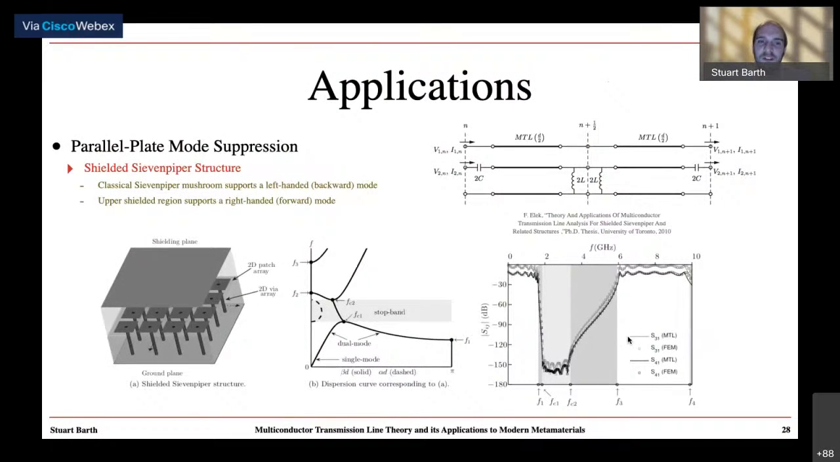So one of the first multi-conductor transmission line metamaterials developed was parallel plate mode suppression via the shielded Sievenpiper structure that I've shown in the bottom left-hand corner. So we know that the classical Sievenpiper mushroom structure supports a left-handed or backwards wave type mode, whereas an upper shielded region above the Sievenpiper surface supports a right-handed or forward parallel plate type mode. And in this work of Dr. Alex, he showed that the coupling of these modes produced a stop band or band gap region. And indeed, he saw a large amount of scattering suppression, so a very high insertion loss through the structure in the frequencies he predicted, as shown on the plot on the bottom right. And of course, he showed that he could well model this with multi-conductor transmission line theory.